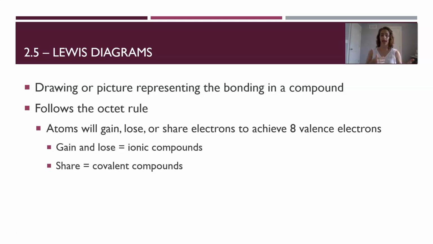So ionic compounds will gain or lose electrons. That's where they're going to be transferred from the metal ion to the nonmetal ion. The nonmetal is going to gain the electrons to reach 8 in its valence. The metal ion is going to lose any of its valence electrons, so its valence then drops down and has a complete 8 below that. In a covalent compound, they're going to share electrons to achieve 8. And so we use Lewis diagrams to show how those electrons are being shared and how that bonding actually occurs.